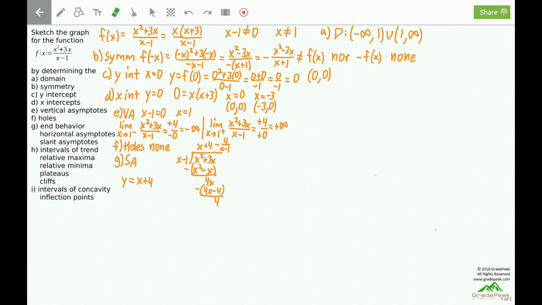For part H, we want to determine the intervals of trend, relative maxima, relative minima, plateaus, and cliffs, all of this involves the first derivative, f prime of x. We'll take the first derivative from f of x. F of x, we want to use the non-factored version, is a quotient of two expressions of x, so a quotient rule will be needed here. This will take a little bit of room and can be worked out on another page.